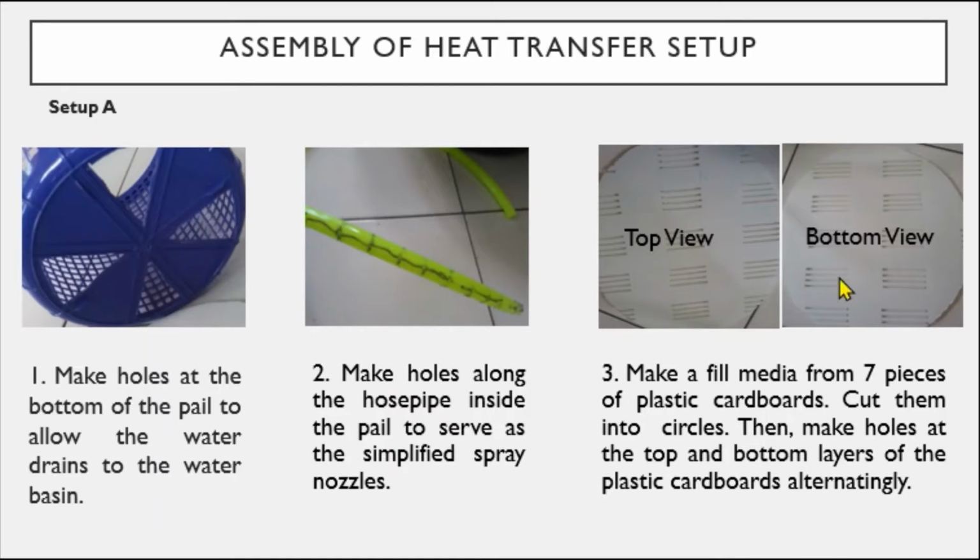These are the top and bottom views of the plastic cardboard. The plastic cardboards have two layers. Let's call them the top and bottom layers. In the top view, we can see there are holes made only in the top layer, and the holes are made alternately. There are holes in the most left row, then there are no holes in the row after, then there are holes in the center, and so on.